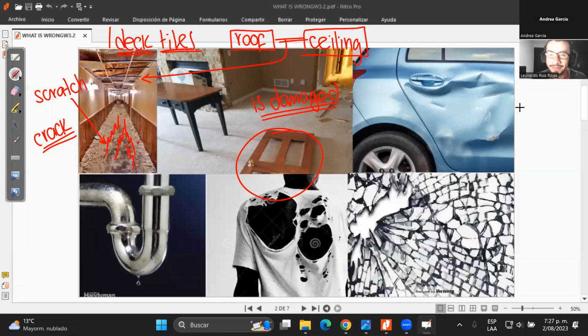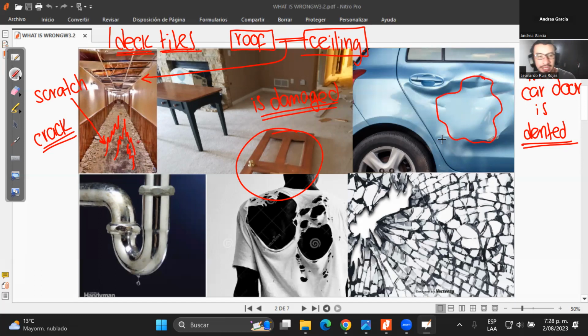¿Qué más? The third image. The car is dented. Muy bien, very good. The car door is dented. Or the car has a big dent. It's pretty big, no? So the car has a big dent. Excellent. Muy bien, Andre. That's great.